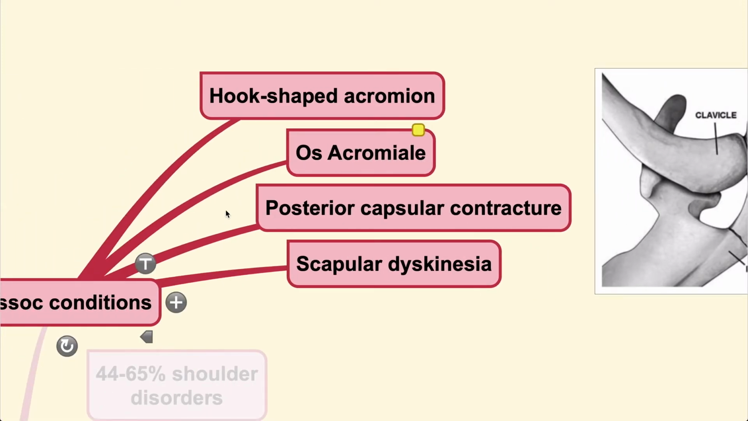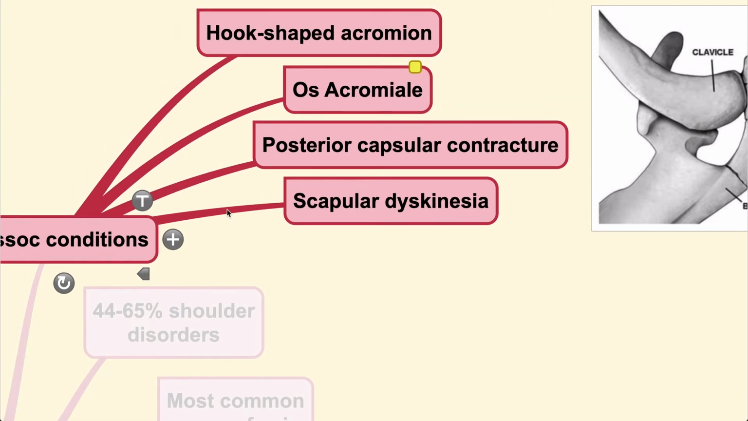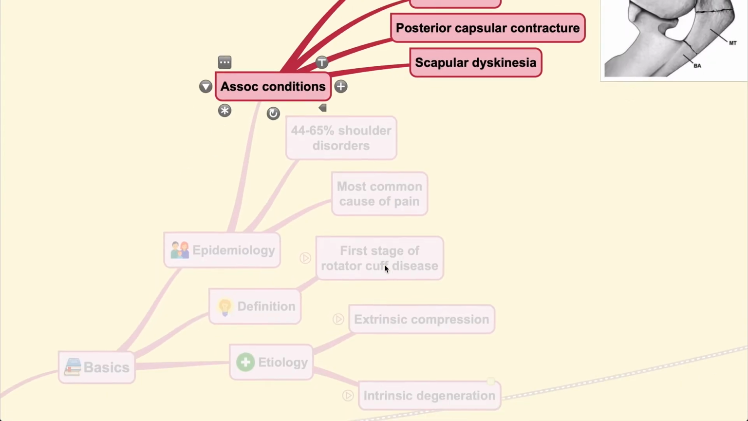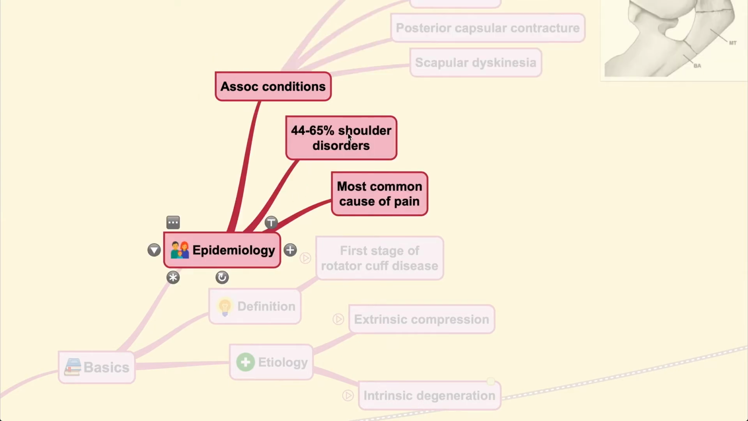impingement. Now, other causes that are also similar to the causes of subcoracoid impingement are the posterior capsular contracture, and sometimes disorders in the motion of the scapula may also predispose your shoulder to have this kind of condition. Now, epidemiologically, this is a common condition found in around 40 to 60% of all shoulder disorders, and is frequently the common cause of pain.